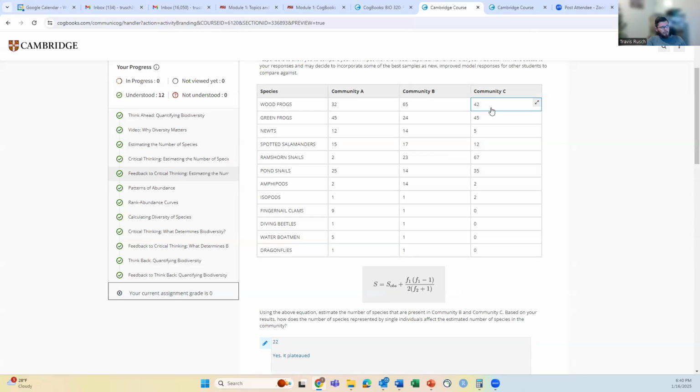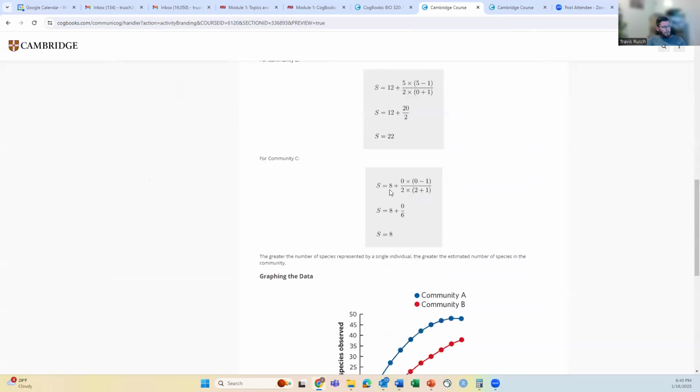So you've got to take that into consideration, right? We did actually observe wood frogs, green frogs, newts, all the way down to isopods, because we have a value greater than or equal to one. We don't have any values of zero for these last four. So our observed species is only eight. We only physically observe eight in community C. So our S observed would be eight.